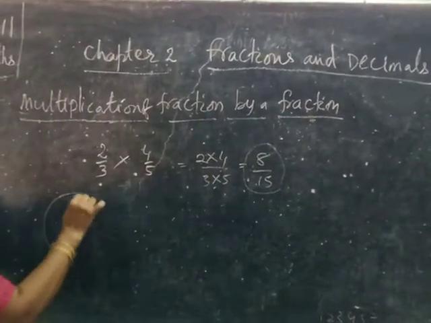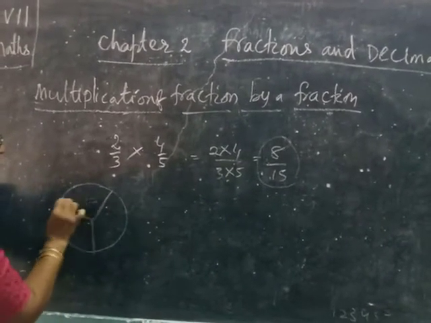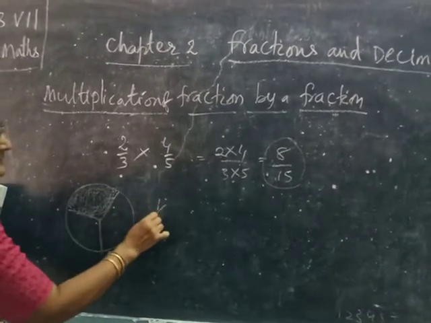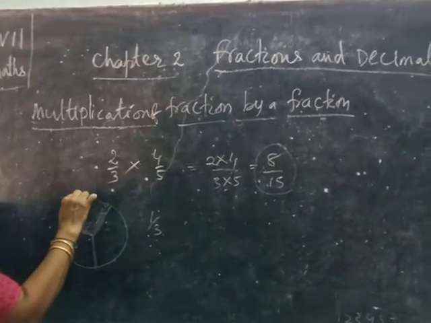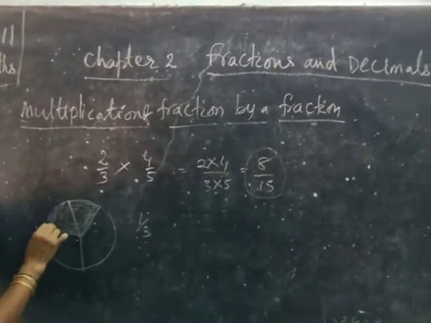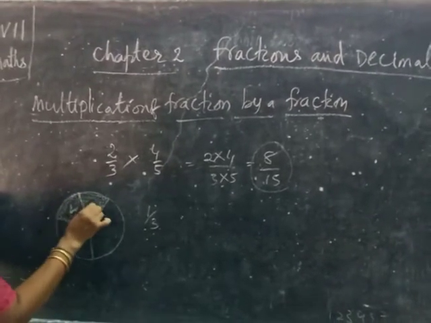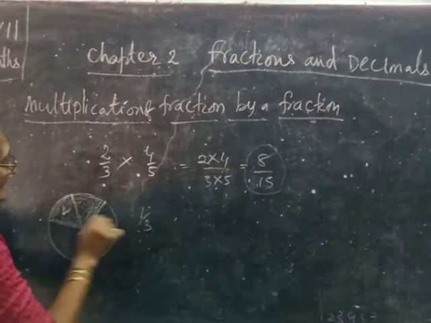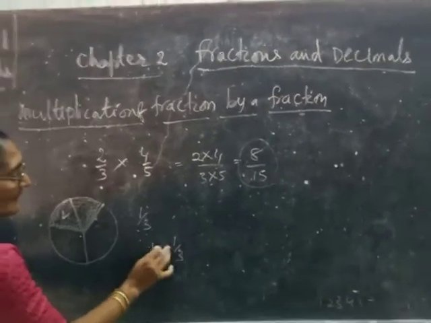Then suppose a figure is there. It is divided into 3 equal parts. Then one of the parts is shaded. What is the fraction of this? This is 1 by 3. Then suppose this shaded portion is again divided into 2 equal parts. This is one part and this is another part. This part is how much? Half of 1 by 3.